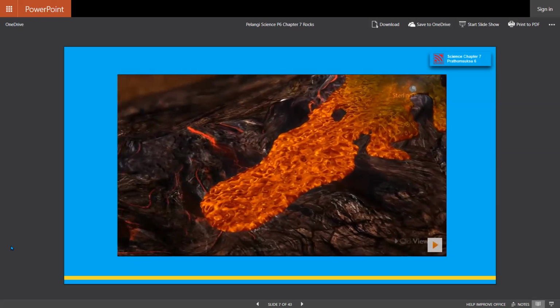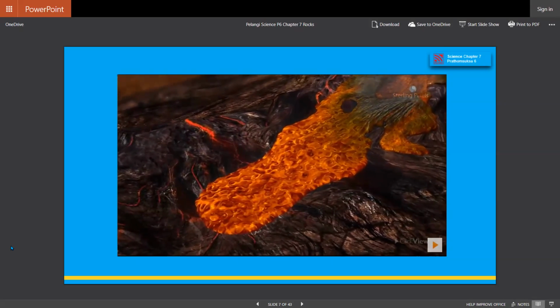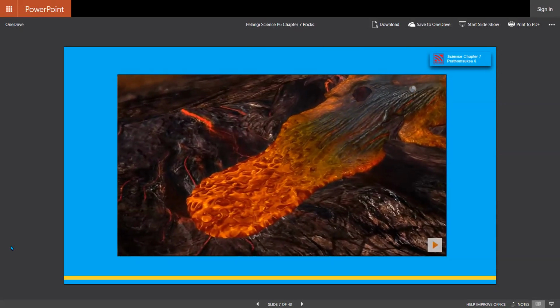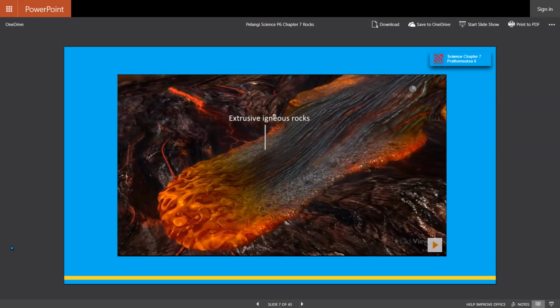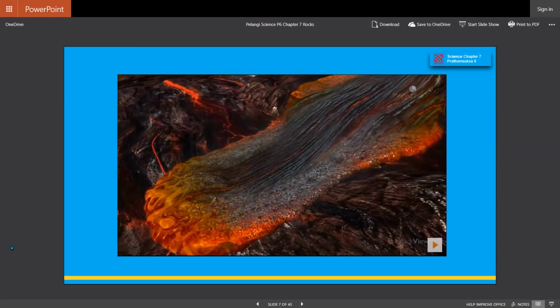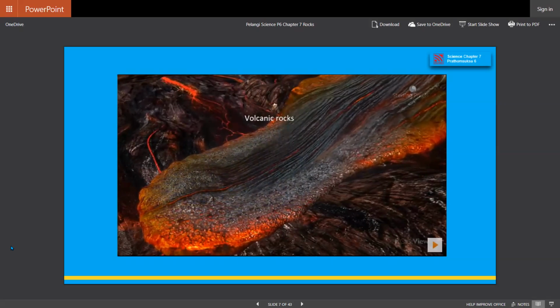The cooling and the solidification of lava at the Earth's surface result in the formation of extrusive igneous rocks, which are also known as volcanic rocks. Due to rapid cooling, their crystals are fine-grained.